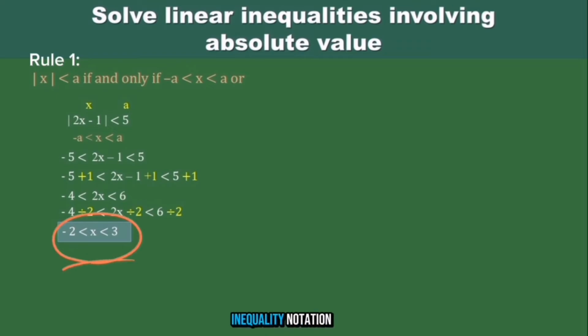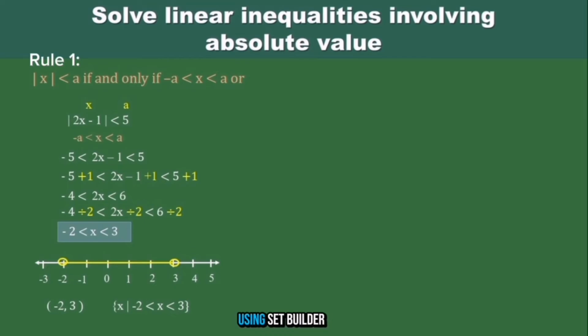Again, we have inequality notation for example 1. We have negative 2 is less than x is less than 3. It means x is greater than negative 2 and less than 3. But we can also represent our answer using set builder notation, interval notation, and graphical method.